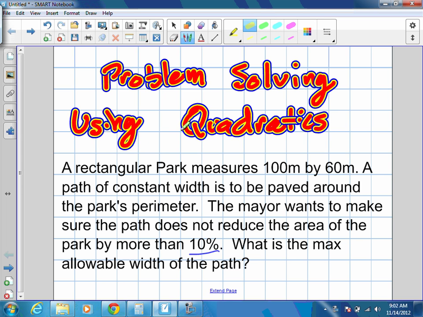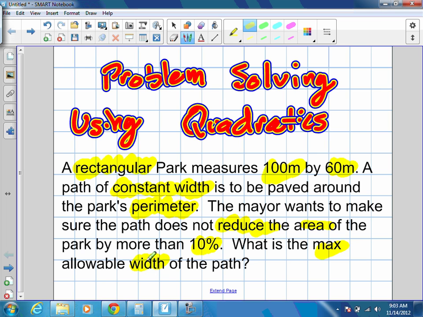A lot of information. Our park is rectangular, so we know its shape. It measures 100 meters by 60 meters. A path of constant width, and that's important that it's constant, is to be paved around the park's perimeter. The mayor wants to make sure the path does not reduce the area of the park by more than 10%. What is the max allowable width of the path?